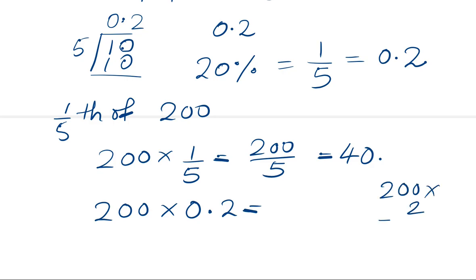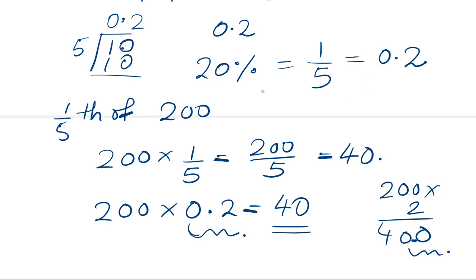200 times 0.2, how will you do that? Do 200 times 2 without the decimal. 2 times 0 is 0, 2 times 0 is 0, 2 times 2 is 4. Then you have to put the decimal point here. Why? In the question you can see one digit on the right side of the decimal point, so your answer will also have one digit on the right side of the decimal point. So the answer is 40. So 20 percent of 200 is 40, 1/5 of 200 is 40, and 0.2 times 200 is also 40.